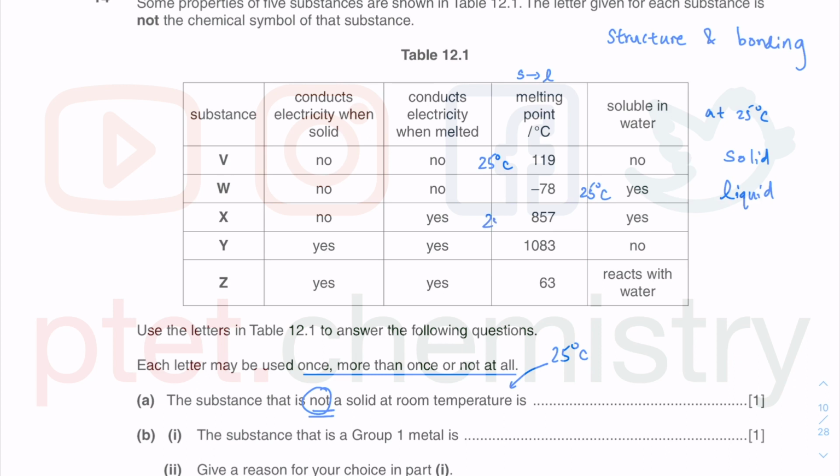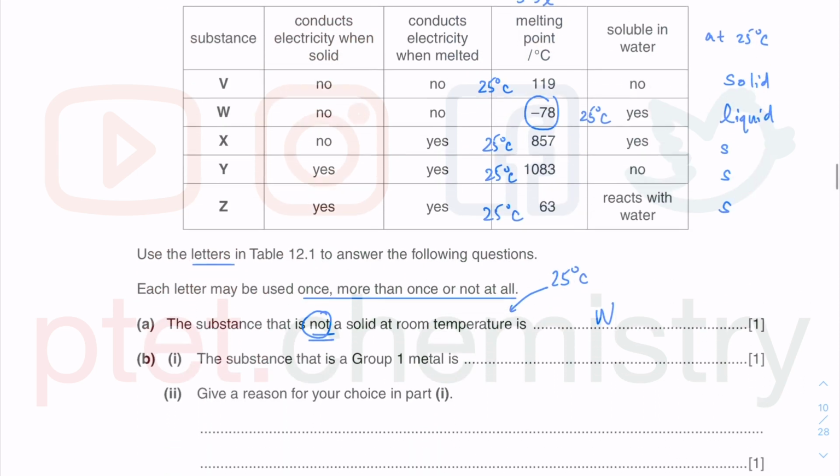857, again, your 25 degrees Celsius is there. Same for that, same for that. So haven't melted, haven't melted, haven't melted. This is the only one that has already melted by the time you reach 25 degrees Celsius. So the rest are solids, apart from this one, which is not a solid, meaning we need to use the letters and not just say whatever we want, because we know how to read the question.